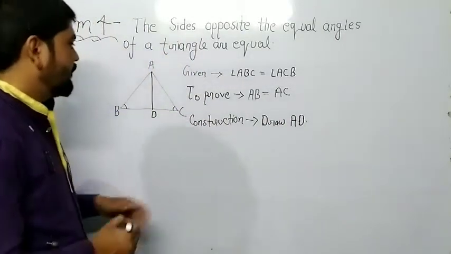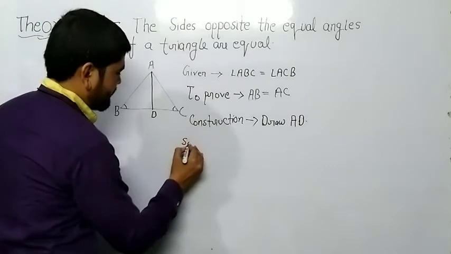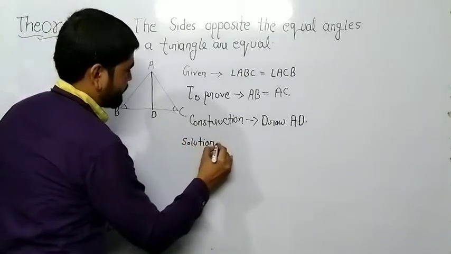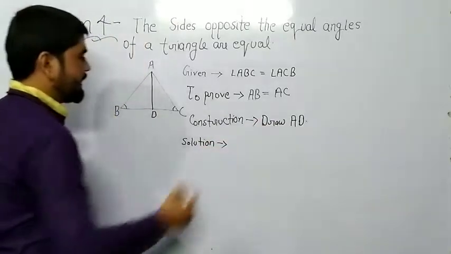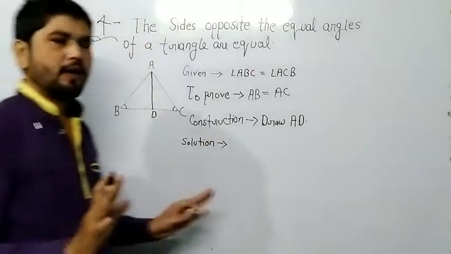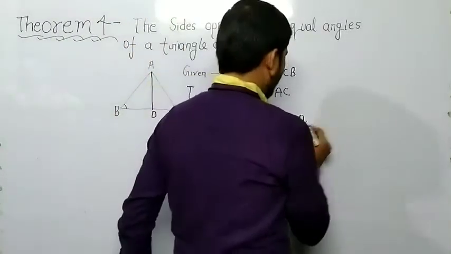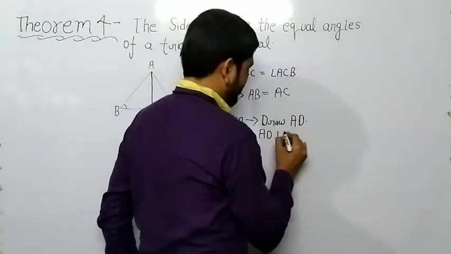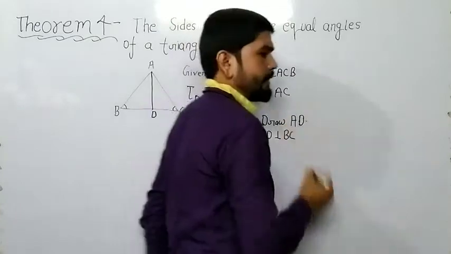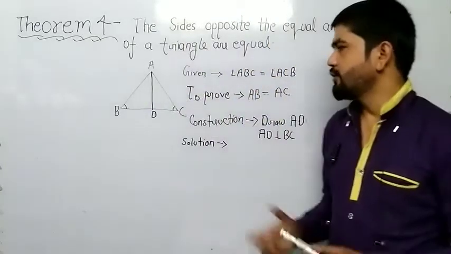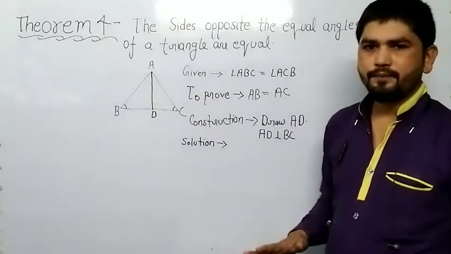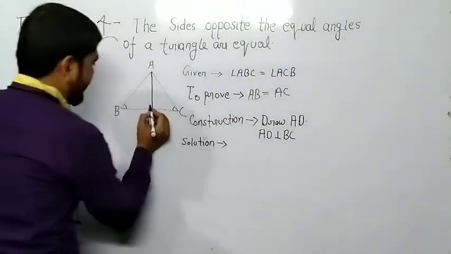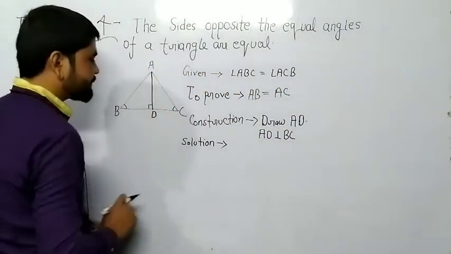Okay guys, now the solution. And AD is perpendicular to BC. Mention it also here, otherwise you will be confused. AD is perpendicular to BC. Perpendicular means right angle. Okay guys, so it is the right angle.